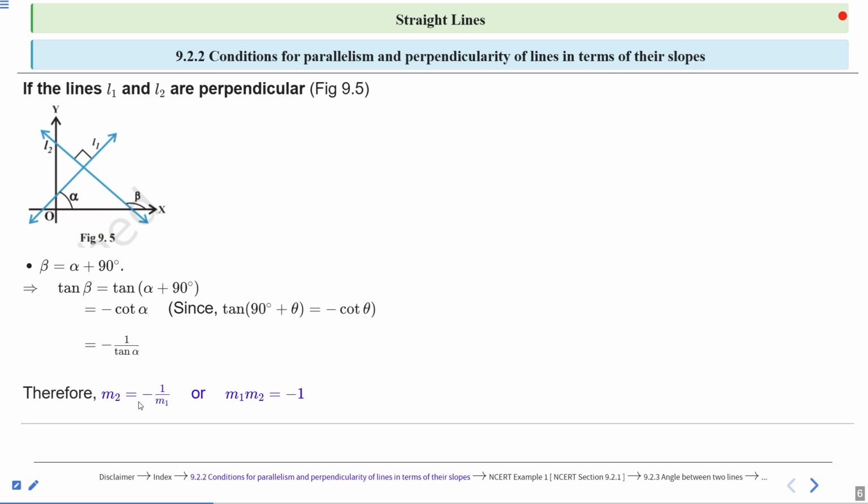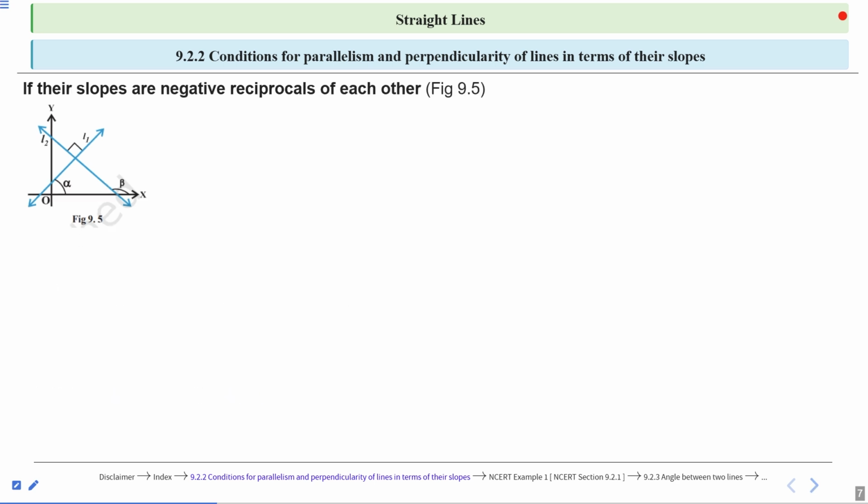Now if we cross multiply, then we get m1 times m2 equal to -1. That means the product of slopes is equal to -1. So if the lines L1 and L2 are perpendicular, then m1 into m2 is equal to -1. So their slopes are negative reciprocals of each other. Now, the converse: if the slope of L1 is m1 and the slope of L2 is m2, and m1 into m2 is -1, then what will happen?